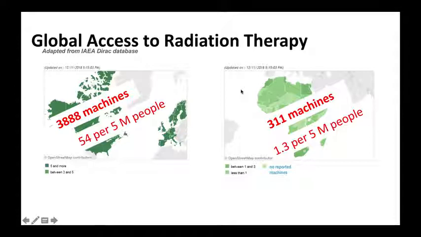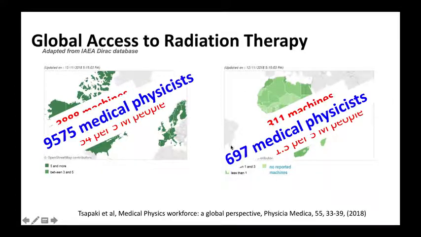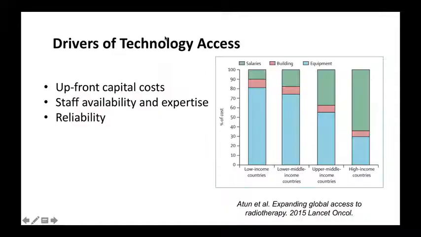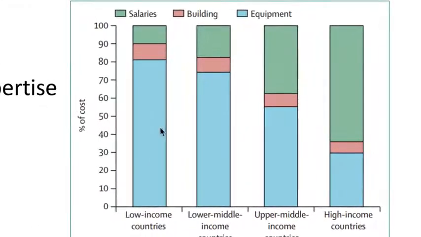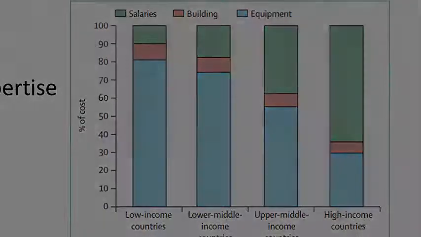In addition to that, there are staffing needs, and here you'll see the great undersupply of medical physicists. It's one of the job descriptions of people that are needed to run and control these devices. So this drives the access to technology, the upfront capital costs, the staff availability, the reliability, and you see that play out here. In low-income countries, the equipment is a big percentage of the cost. Also, the staff, even if the salaries are available, the staff is often not available.